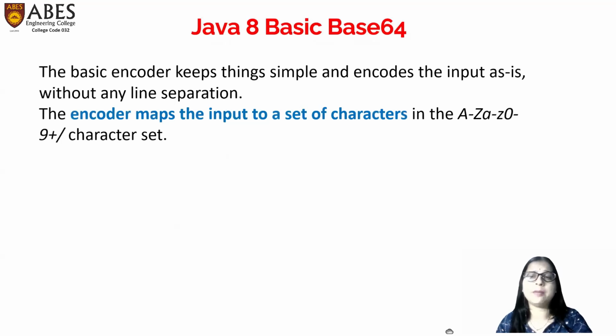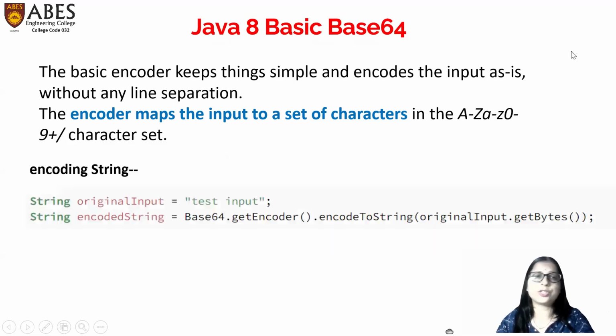The first type is basic encoding. The basic encoder keeps things simple and encodes the input as is, without any line separation. The encoder maps the input to a set of characters in the given range, that is uppercase A to Z, lowercase a to z, 0 to 9, plus and slash.